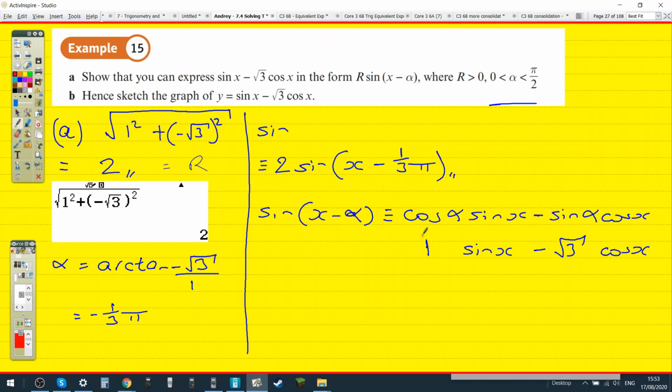And so by comparing coefficients, what is cos alpha equal to? 1. And what is sine alpha equal to? Minus root 3. They both have a minus. So that's why it's just root 3 and not minus root 3, because the minus is already there. And so that's the long way of going about those ones. Okay, so 2 sine x minus a third pi.